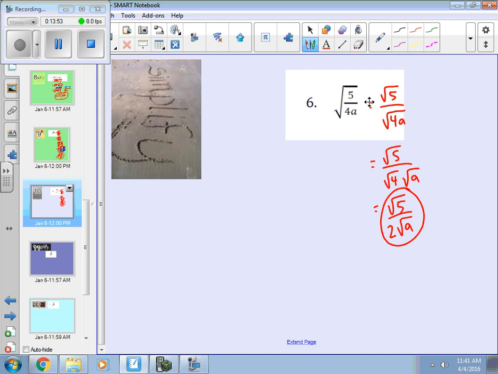If you want to rationalize the denominator, we'd have to get rid of that square root of a, so we'd multiply both top and bottom by square root of a, and we would get square root of 5a on top. On bottom, we'd get 2, and then square root of a times square root of a is a. So that would be the answer with the rationalized number. So this is the rationalized answer. The one above it would be the one that's not rationalized.